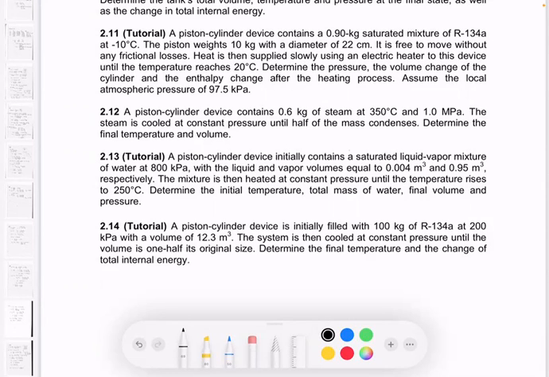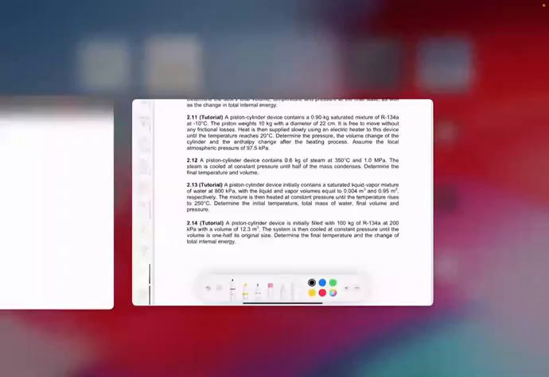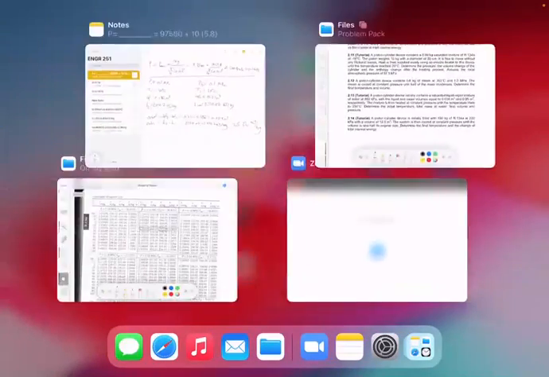So remember, it's a piston cylinder device, so unless the piston is obstructed, we're going to have a constant pressure. That's what they say here, heated at constant pressure. Now, we know that initially we're a mixture. They say that it's a liquid vapor mixture, and they also tell us the volumes of each component, liquid and vapor. So let's have a look at the tables for a second, for 800 kilopascals mixture.